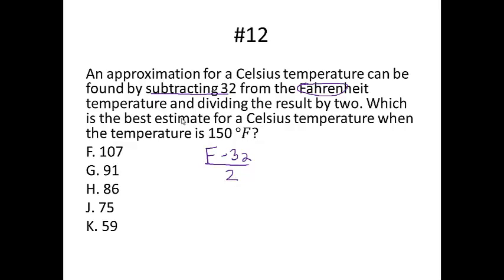So when it says which is the best estimate for a temperature when the temperature is 150 degrees Fahrenheit, I know my F is going to be 150. So I will do 150 minus 32, which is 118. And if I divide that by 2, I end up getting 59 degrees, which is choice K.